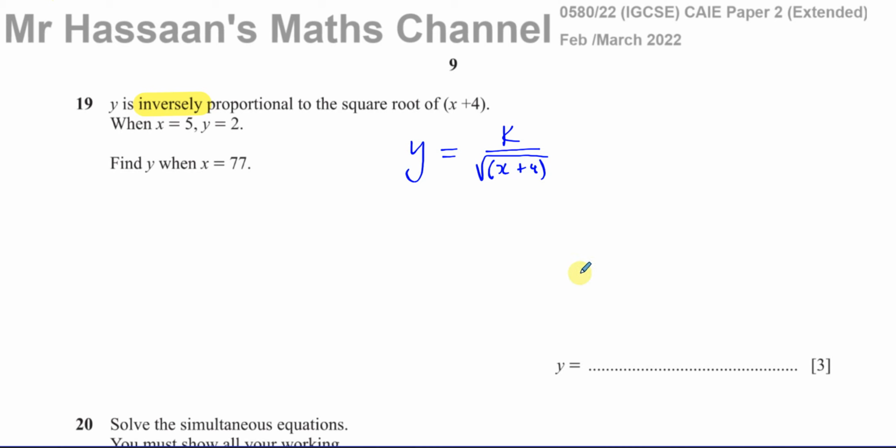Now, we need to find the value of k for us to find y when x equals 77. There's two unknowns here. If I don't know what k is, I won't be able to find what y is. So we have to use the information they gave us to find what k is.